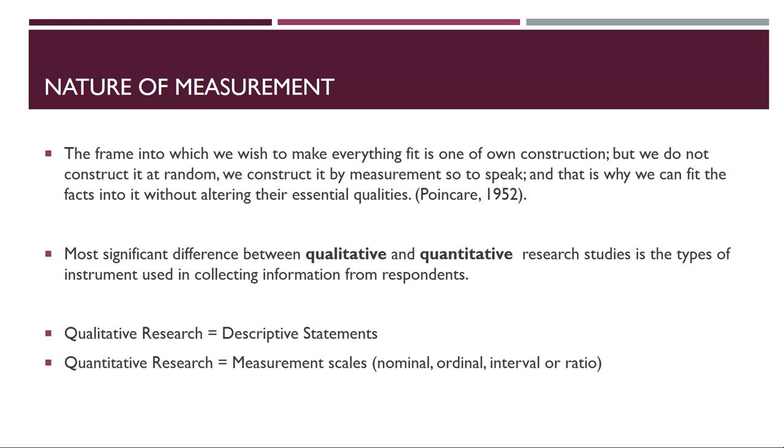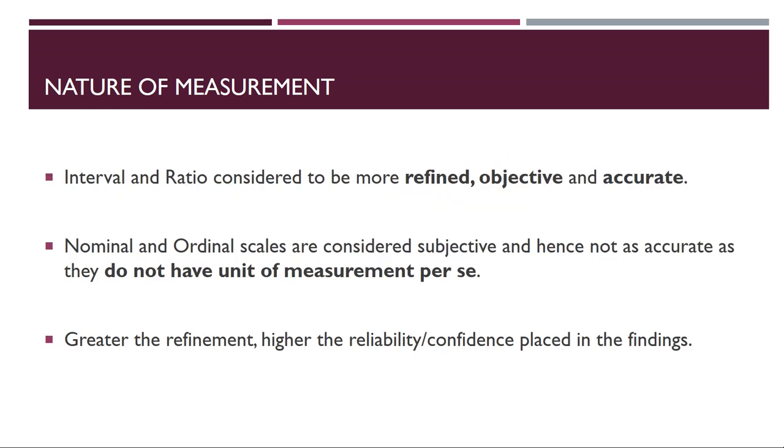So with these measurement scales, it is assumed that the data are more refined, objective, and accurate. Without the measurement scales, the data that has been accumulated would be very subjective. For instance, nominal and ordinal scales are considered very subjective compared to interval or ratio. We'll look into why it is considered so, and why there are differences between nominal and ordinal, ordinal and interval or ratio. We'll look into that.